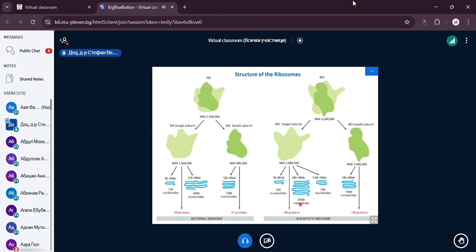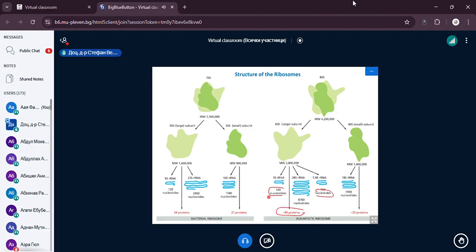The large subunit has around 50 proteins and 3 molecules of RNA, 2 short of 120 and 160 nucleotides, 5S and 5.8S, and 1 large RNA of 4,700 nucleotides or 20S ribosomal RNA, Svedberg units. So this is the composition of the eukaryotic large and small subunit of the ribosome.